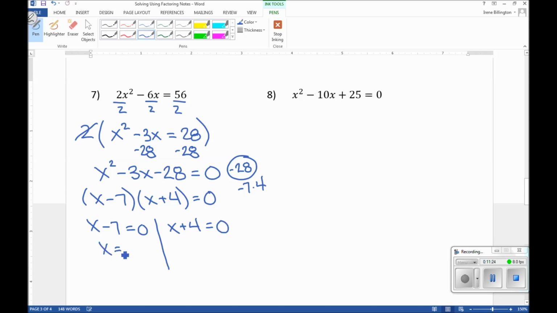Add 7 to each side for our first equation to get x equals 7. Subtract 4 from each side on our second equation to get x equals negative 4.